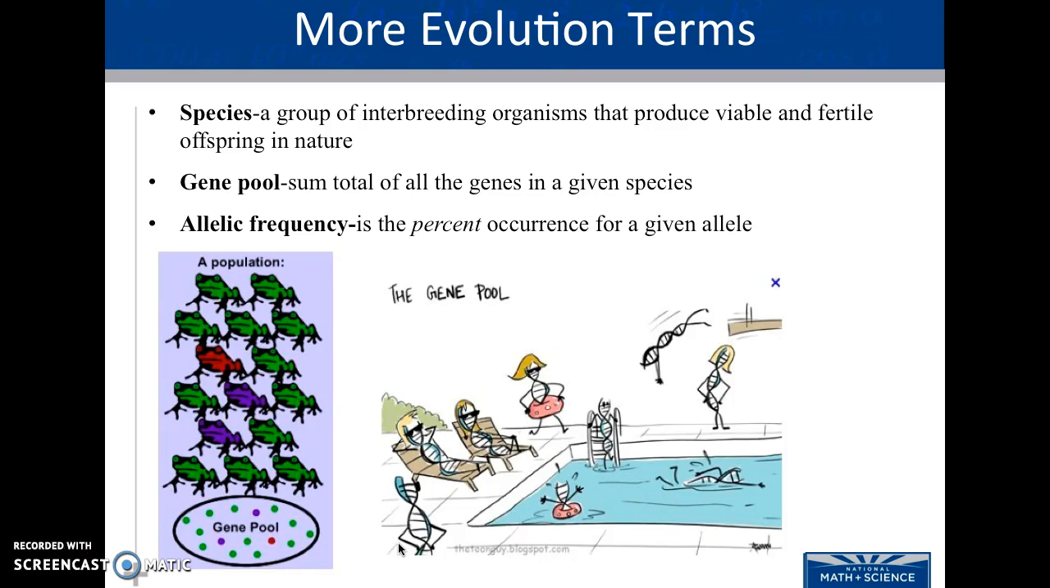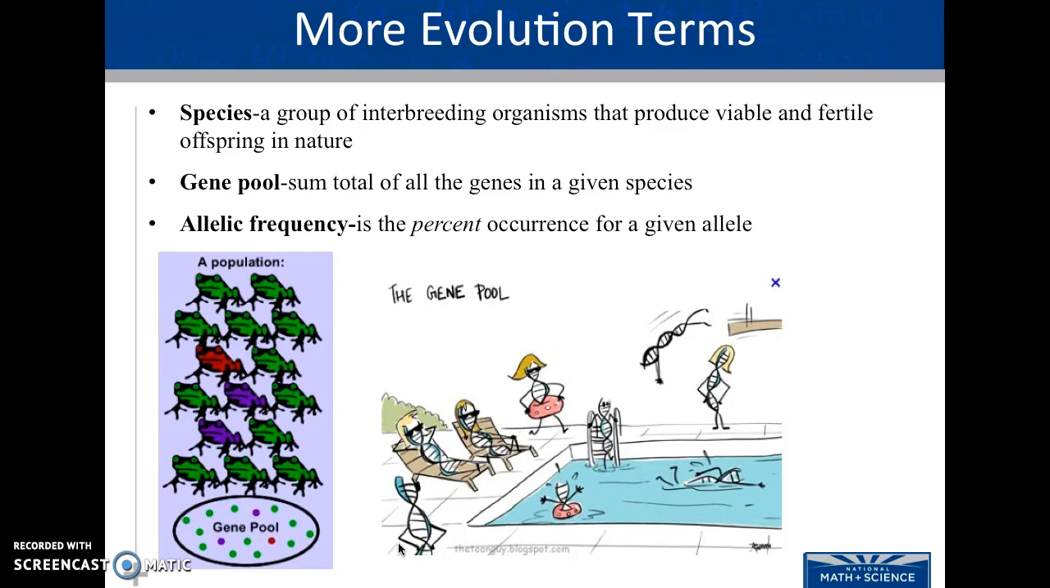Other terms that I've been throwing around a little that you need to know: species, a group of interbreeding organisms that produces viable and fertile offspring. So for example, a mule, which is a cross between a donkey and a horse, is infertile. So technically a mule is not a species.